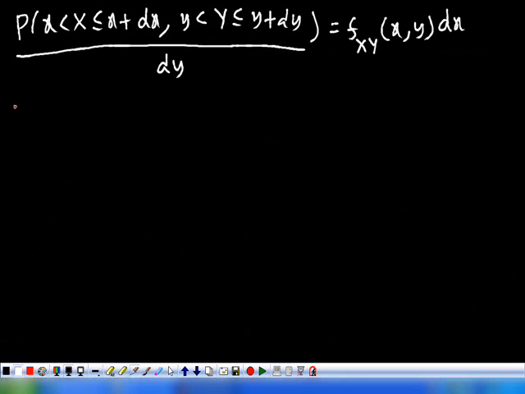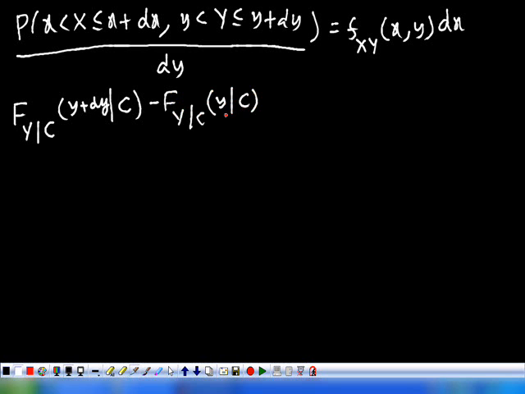The numerator can be written as Fy given C, y plus dy given C, minus Fy given C, y given C, into Fx of x dx. This is how much?